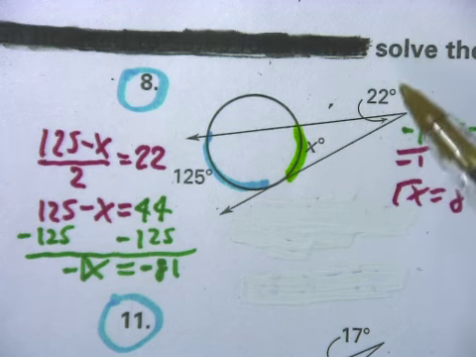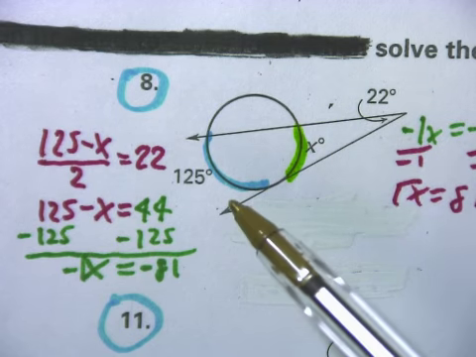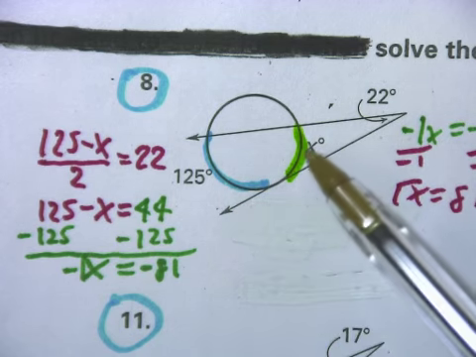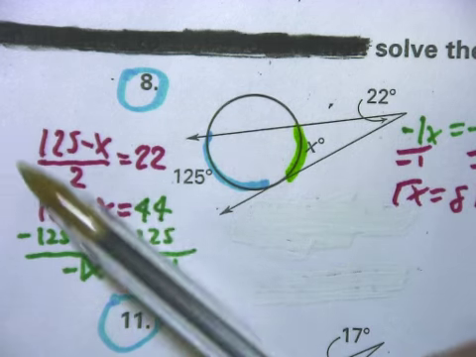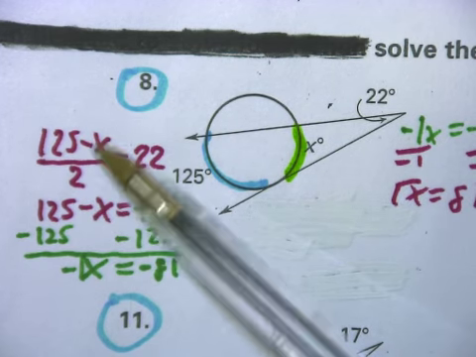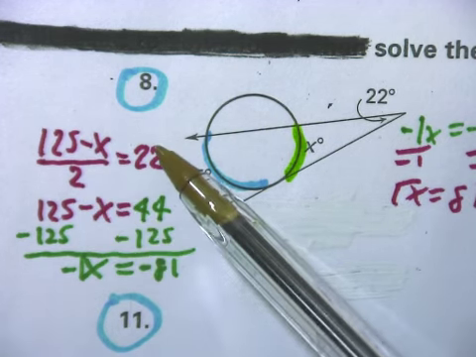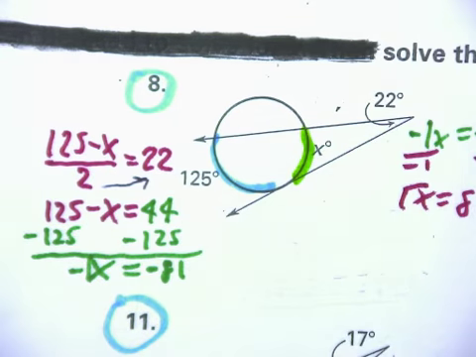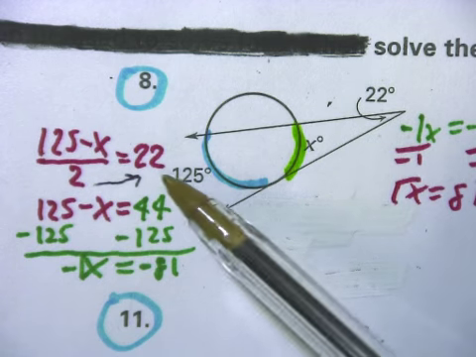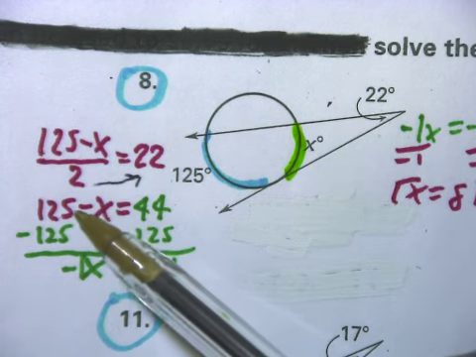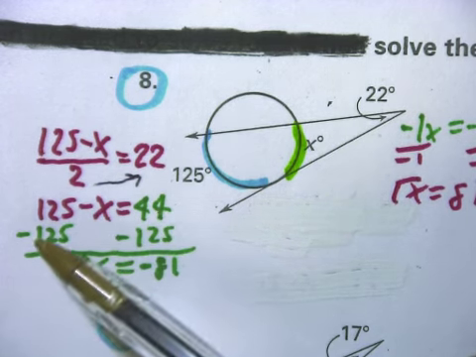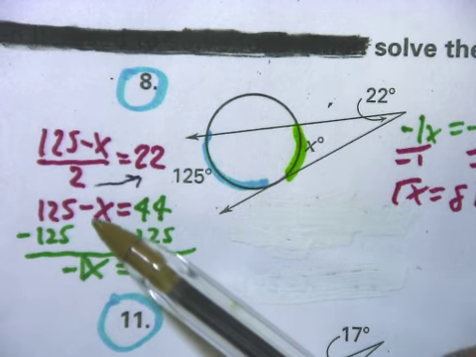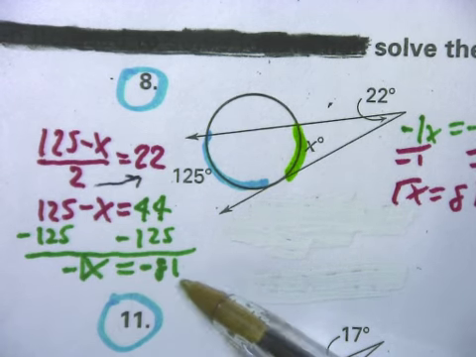Question number 8. Again, they're giving me an arc and they're giving me an angle and they're asking me to find one of the arcs. Well, how did I get this angle to begin with? Well, I subtracted these two and divided by 2 and it gave me this. I'm setting it up here. I'm subtracting the two arcs, dividing by 2, and it's equal to the angle on the outside.